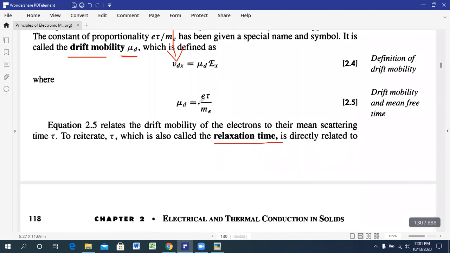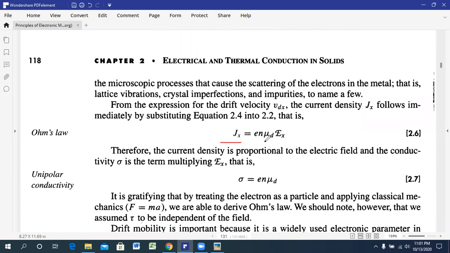So what is Vdx? Vdx equals mu d Ex. So J of x should be equal to E N, this one is the same as previous, and Vdx equals mu d Ex. Now look here, E is a constant term, N is a constant term, mu d is also a constant term. So what we can write here is all these constant terms E, N, mu d in terms of another proportionality constant, that one is known as the conductivity, and that one is represented by the Greek letter sigma.